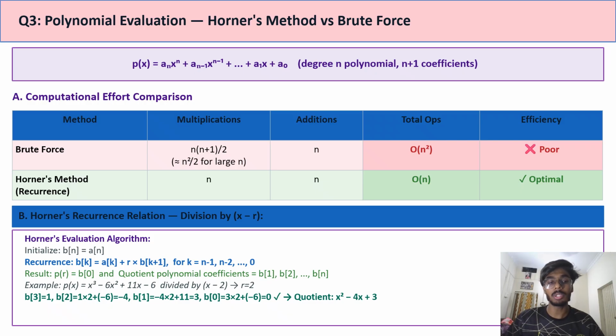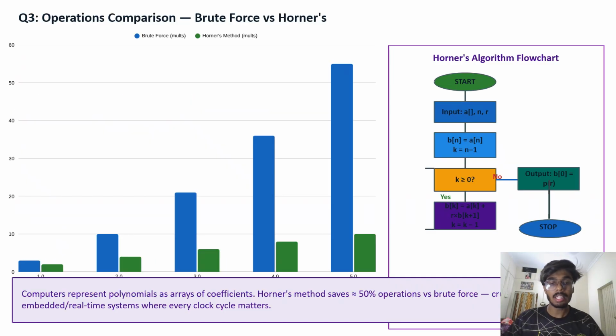Horner's algorithm states initializing b of n equal to a of n, and then recursion calls, which will obtain the quotient. We have taken an example here. We have the equation x cube minus 6x square plus 11x minus 6, which is divided by x minus 2, which will give us remainder r equals 2. And for every equation, we get the coefficients of the quotient, x square minus 4x plus 3.